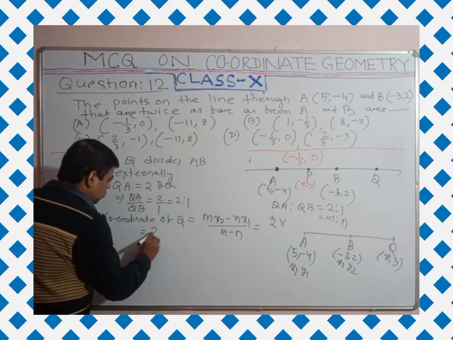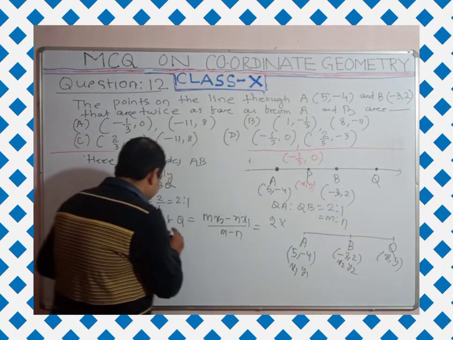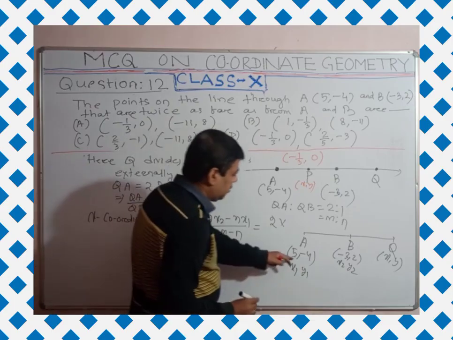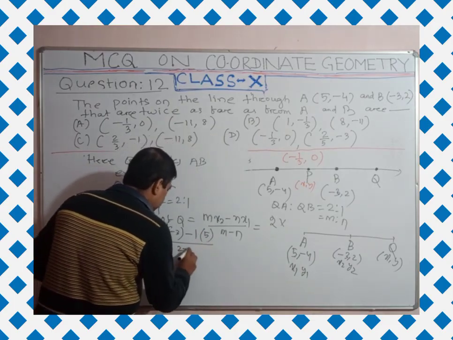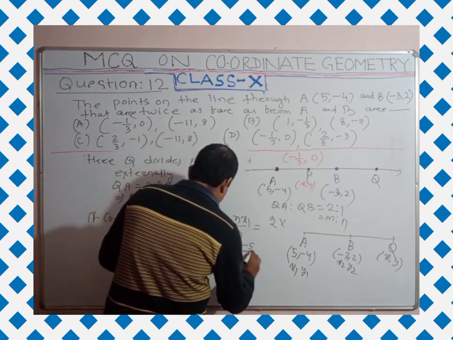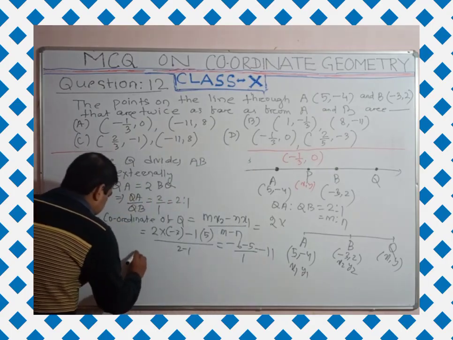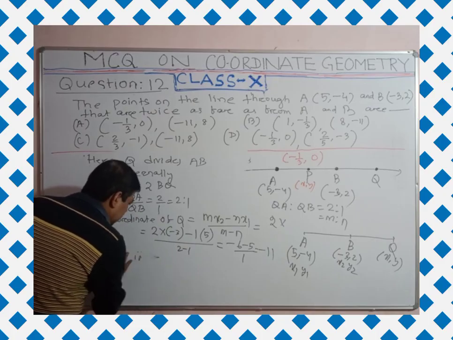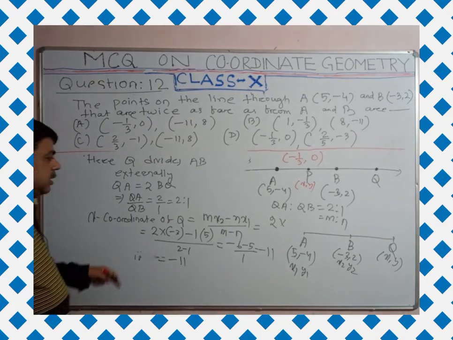So now the x coordinate of the point Q is (mx2 minus nx1) divided by (m minus n). Here m value is 2. What is the x2 value? Value of x2 is minus 3. Minus n value 1, and x1 value is 5, divided by m minus 1, 2 minus 1. So that is equal to (minus 6 minus 5) by 1, which is minus 11. So we got the x coordinate value as minus 11. Understand?